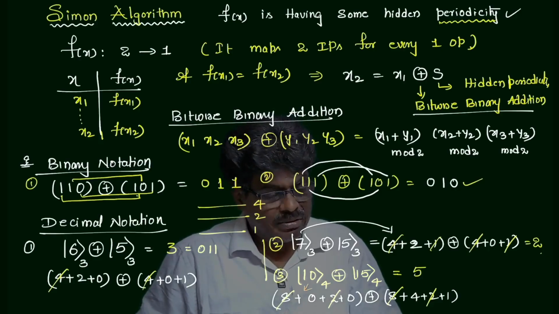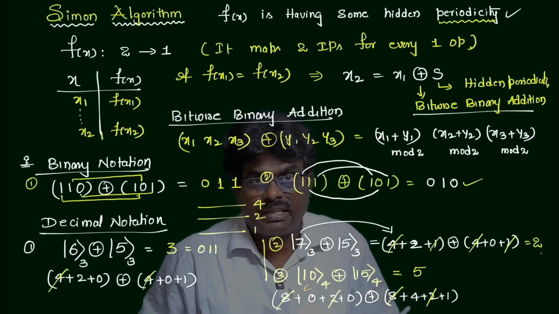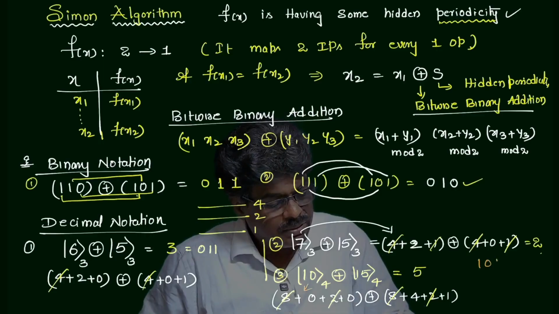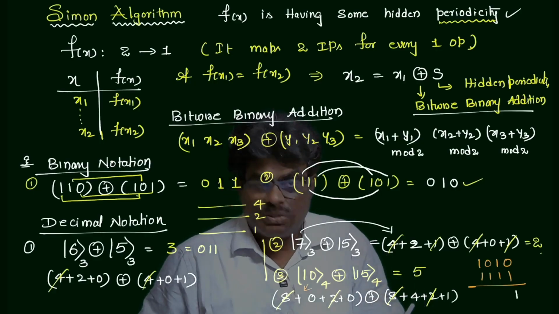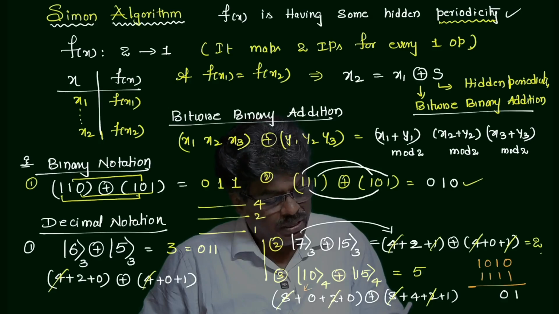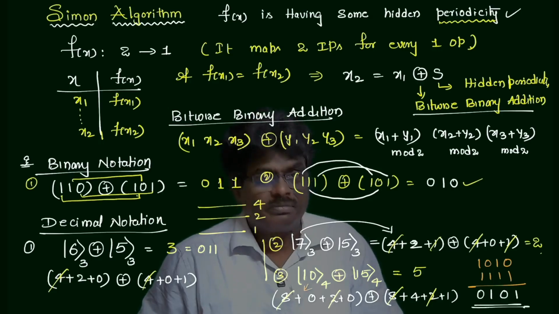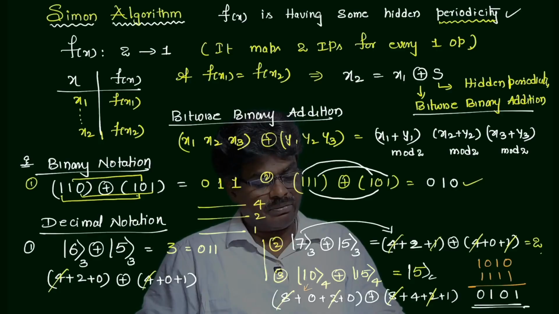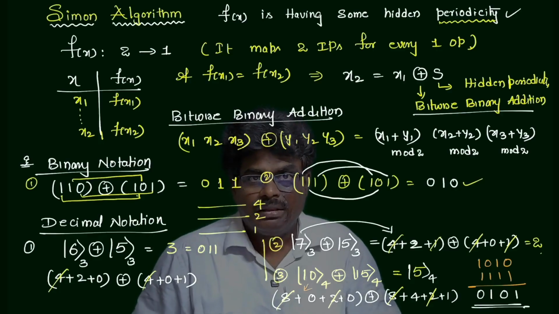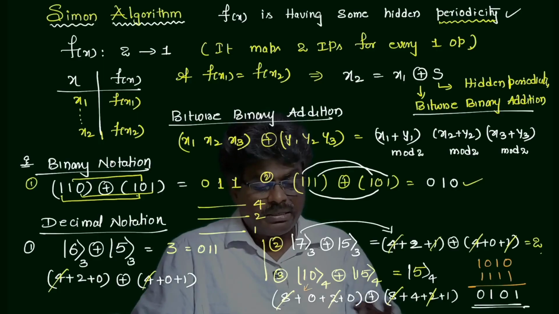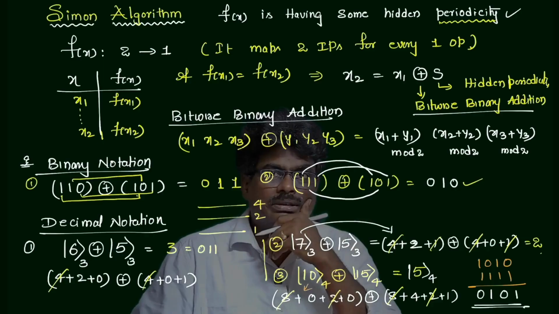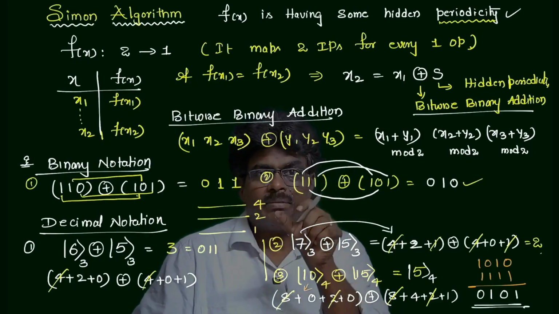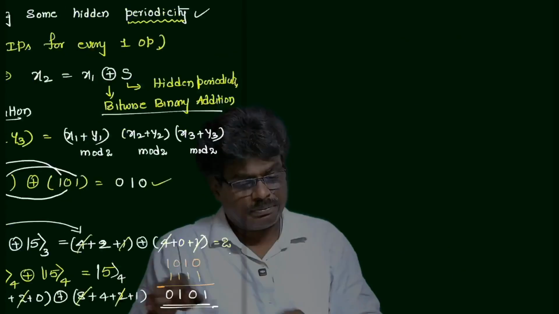Now let us check by using binary addition whether we are getting the same answer or not. This is 10, 1 0 1 0, and this is 15, all ones. If you add, here it is 2, and if you take modulo 2, it is a 0, and this is a 1, and here it is a 0, which is nothing but 5. Of course, here 4 qubits. Okay, so that's it. This is the bitwise binary addition. Now let us proceed to how to get the tabular form, x and f of x.